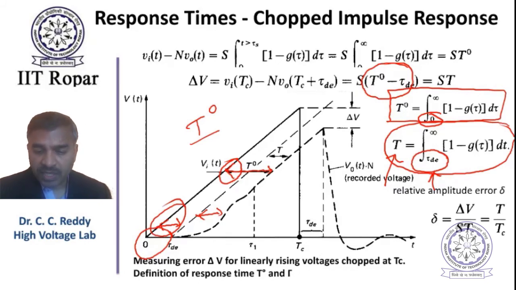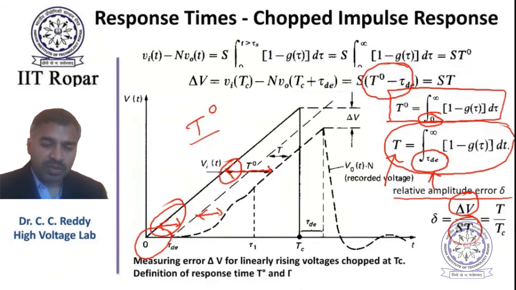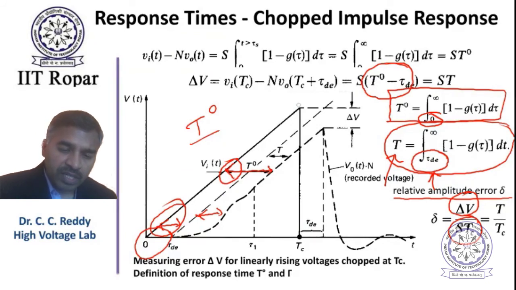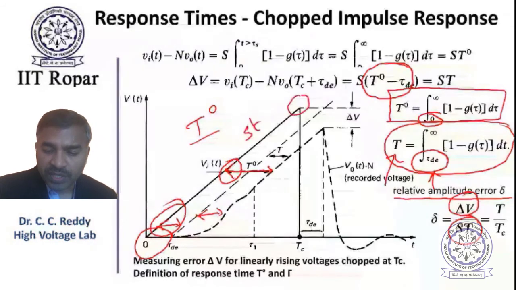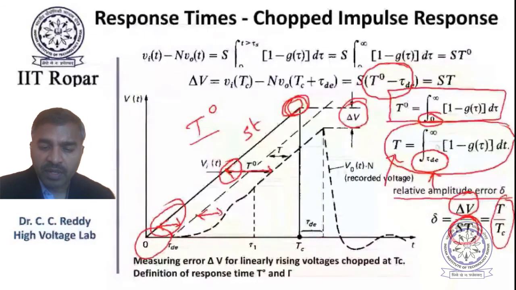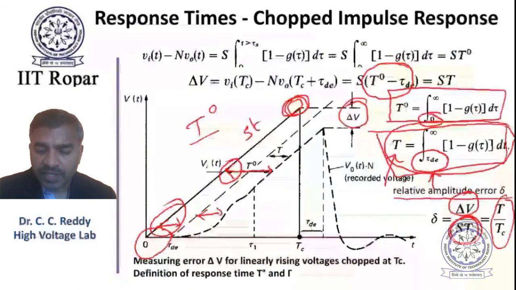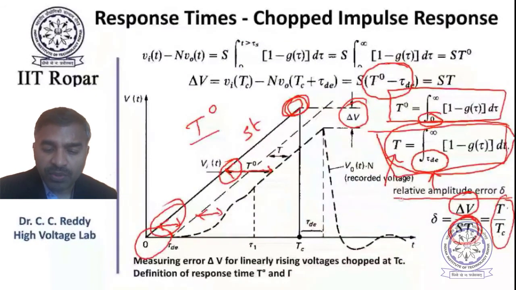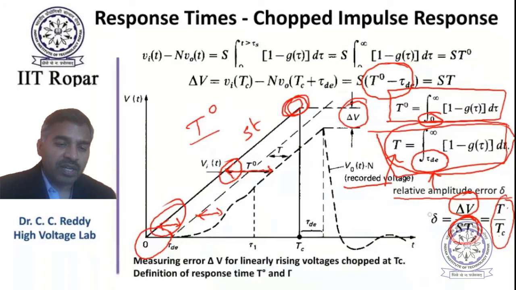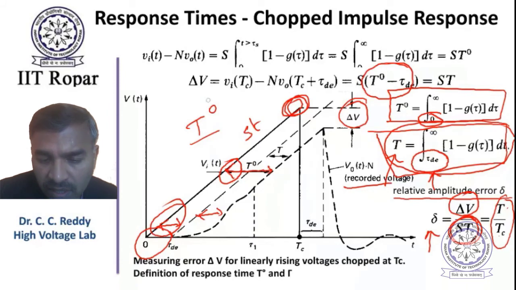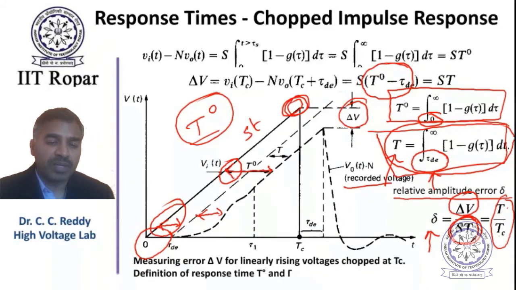Now, relative amplitude error is defined like this: delta V divided by STC. STC is this magnitude actually. S into T is this waveform, right? So STC corresponds to this peak. So we are simply dividing this delta V by the peak voltage of input. Then that corresponds to simply T by TC. What is T? T is the response time ignoring the initial delay. So T by TC is the relative amplitude error. So for a given measuring system we can specify a value of T, and a value of T0 can be measured experimentally, and then the system may be characterized using this.